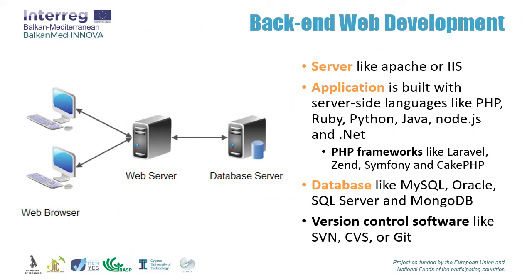The back-end of a website usually consists of a server, an application and a database. In order to make all these communicate with each other, back-end developers use server-side languages like PHP, Ruby, Python, Java, Node.js and .NET to build an application, and database management systems like MySQL, Oracle, SQL Server and MongoDB to find, save, or change data and serve it back to the user in front-end code.